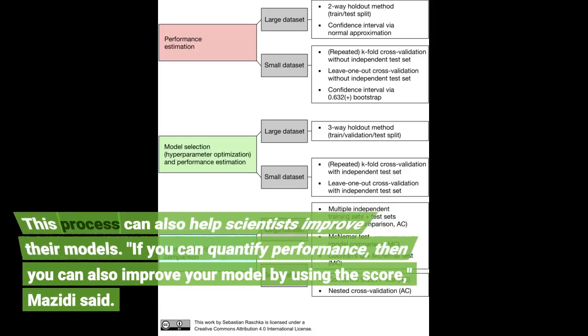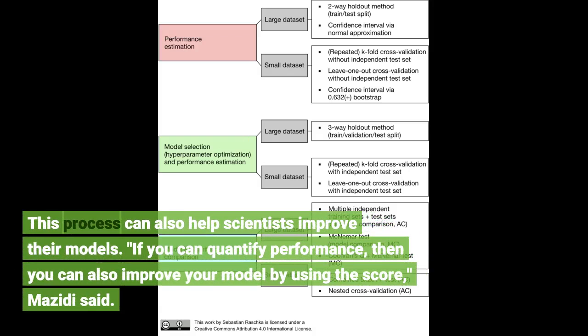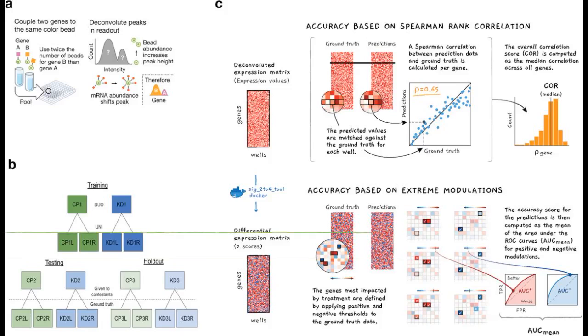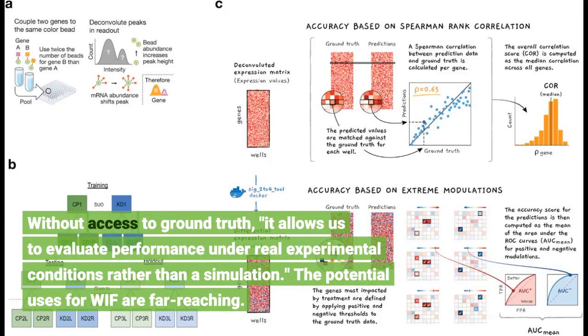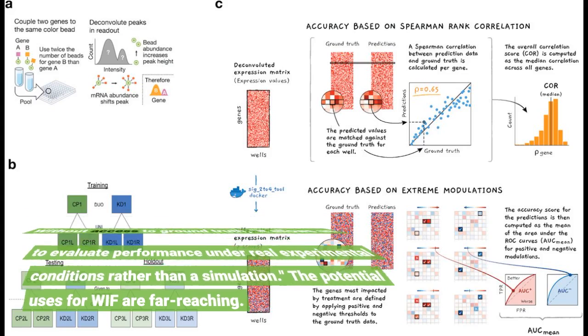This process can also help scientists improve their models. If you can quantify performance, then you can also improve your model by using the score, Mazidi said. Without access to ground truth, it allows us to evaluate performance under real experimental conditions rather than a simulation. The potential uses for WIF are far-reaching.